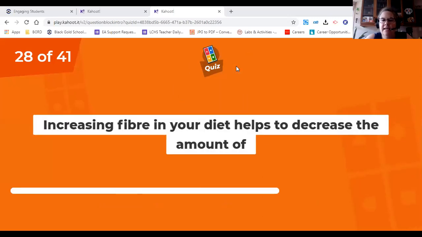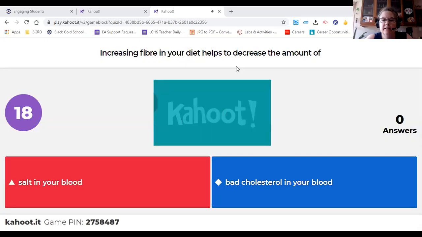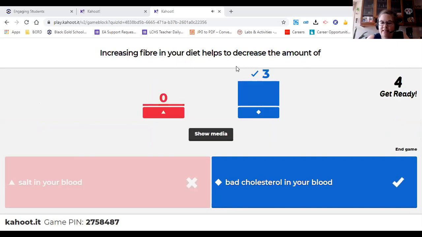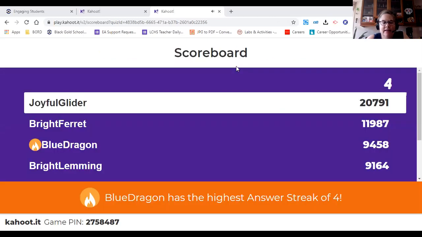Increasing fiber in your diet helps to decrease the amount of salt in your blood, bad cholesterol in your blood. Bad cholesterol, 3 for 3. Good job, you guys. Okay, it's pretty close between blue dragon and bright lemming.